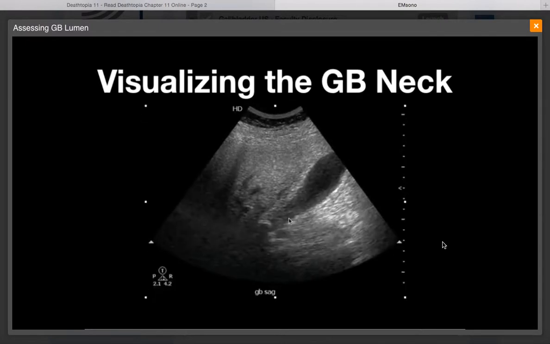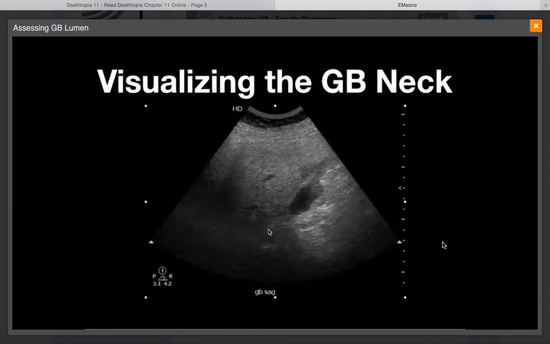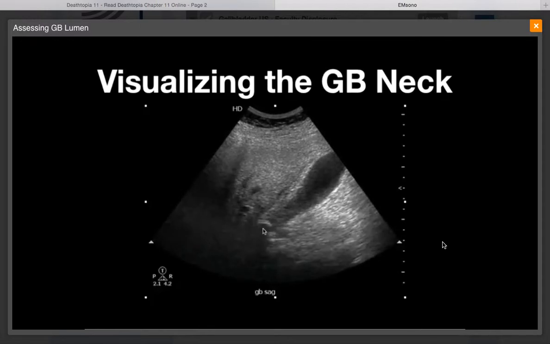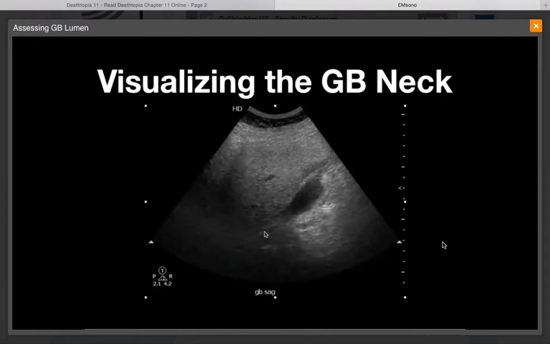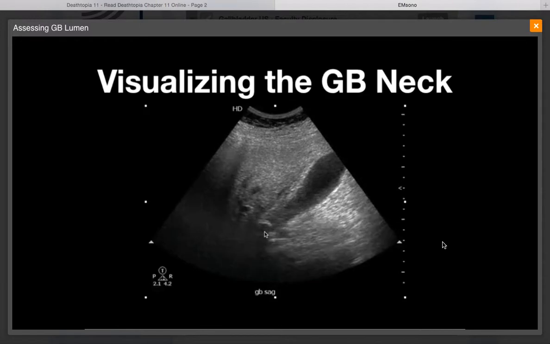By just gently angling the transducer in this patient, the neck was better visualized and an impacted stone was identified in the gallbladder neck. Transverse scanning through the gallbladder neck can also be performed to better visualize the neck, but this patient was moved into several different positions and this stone stayed fixed there. So this patient ultimately went on to have cholecystitis and underwent lap chole.